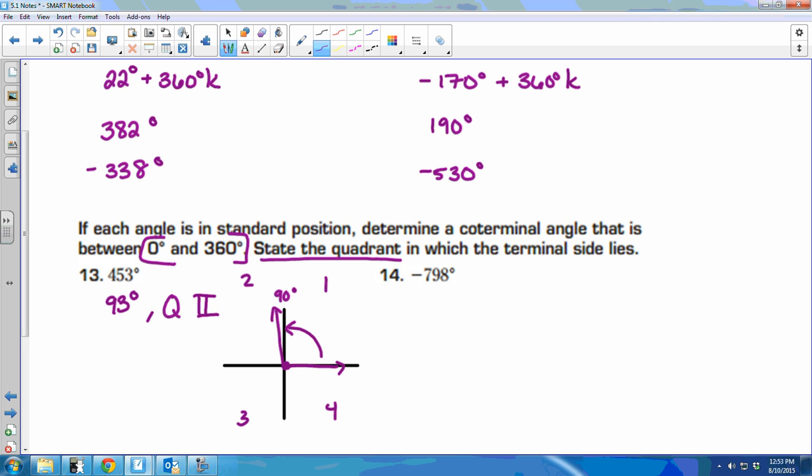Okay. So on the next one, negative 798. I need to find a coterminal angle. So how am I going to do that? Add. Right, I'm going to add 360 until I can get something that's positive between 0 and 360. So if you do that, you should get 282 degrees. You have to add 360 twice. You have to go until you get something between 0 and 360. I gave you those constraints.